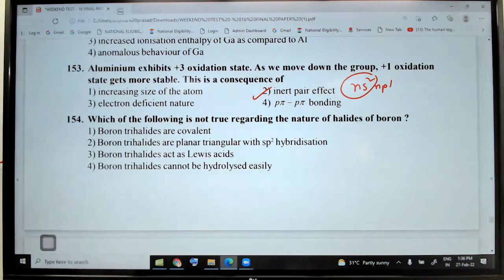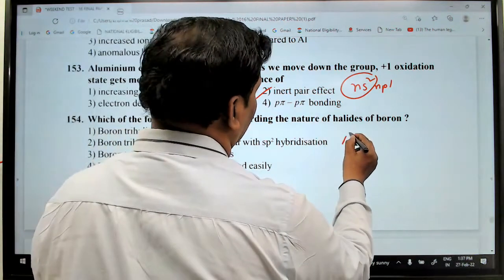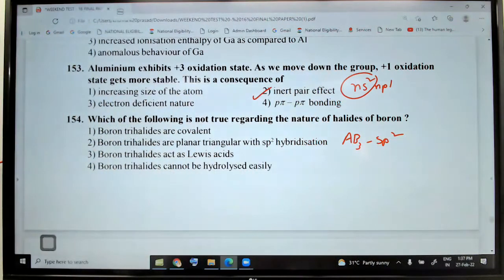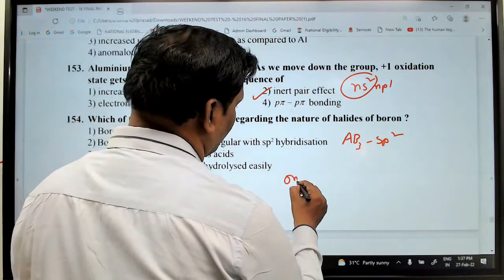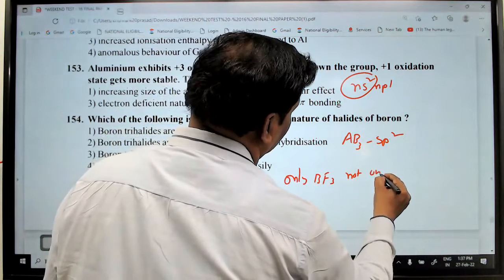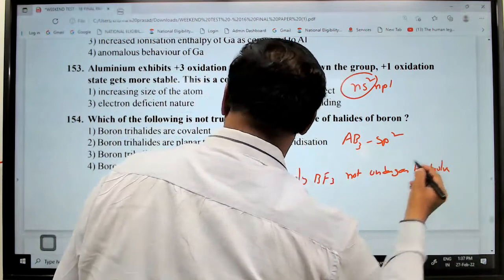Next, which of the following is not true according to the nature of the halides of boron? Boron trihalides are covalent, correct. Boron trihalides are planar triangular, correct, because a molecule of the AB3 type is always sp2 planar. Boron trihalides act as Lewis acids, correct. Boron trihalides cannot be hydrolyzed easily? No, that is incorrect. Only BF3 does not undergo hydrolysis. The remaining can undergo hydrolysis.